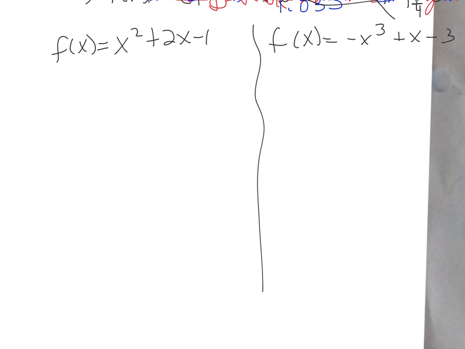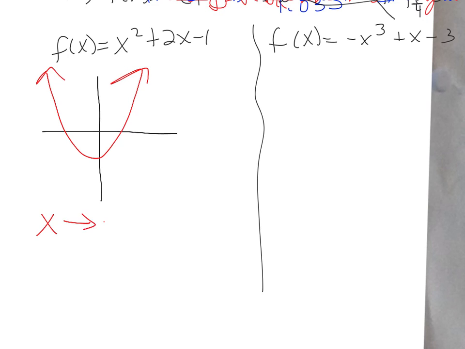Okay, so let's take a look at 7a. What you want to do is plug it into your calculator and graph it and see what the graph looks like. Your graph looks something like this. It's saying as x goes to negative infinity, what does f of x go to? As x goes to the left, what happens to your y values? Your y values are increasing, going up. That would be to positive infinity.